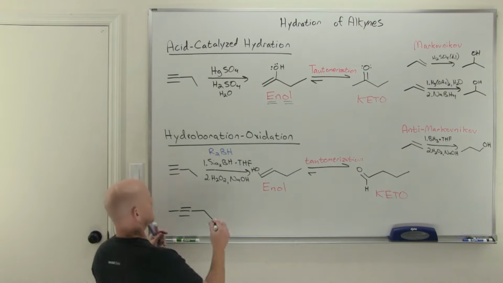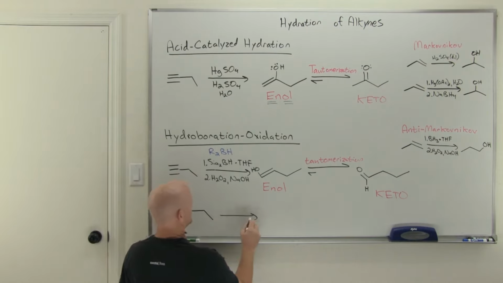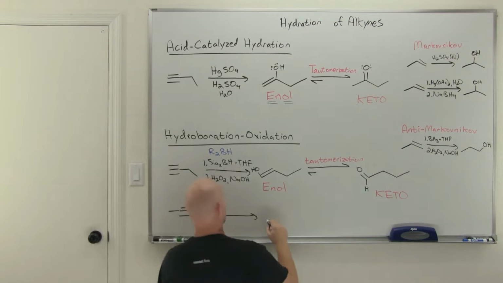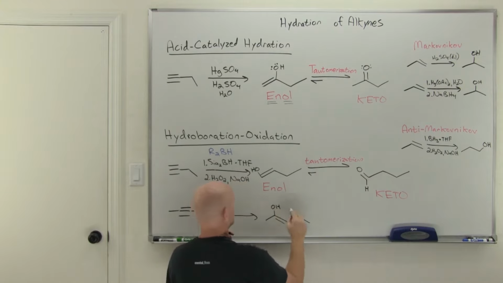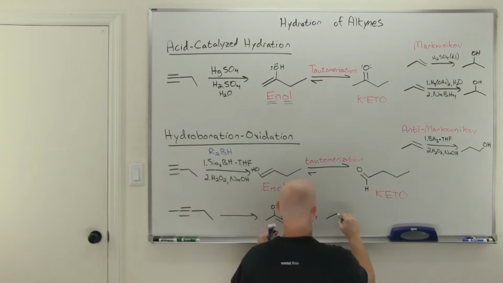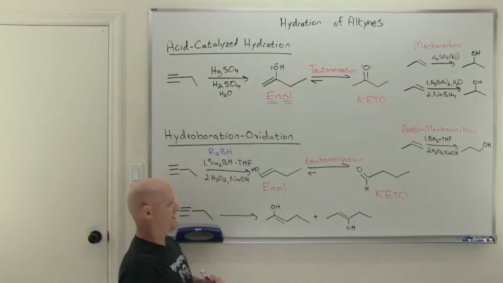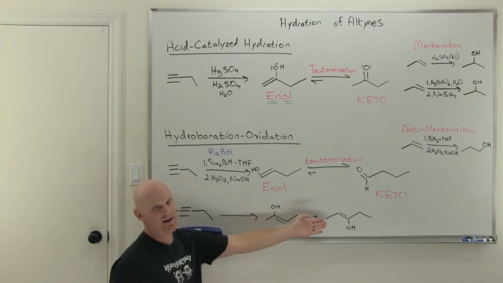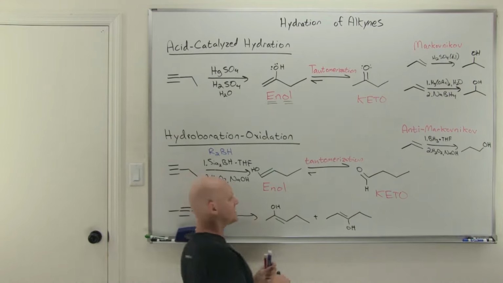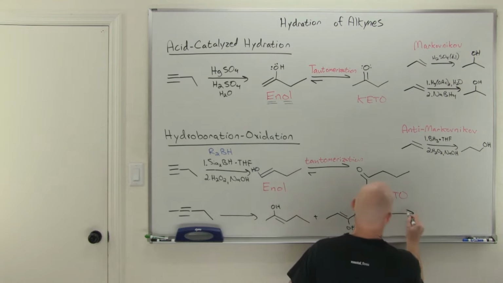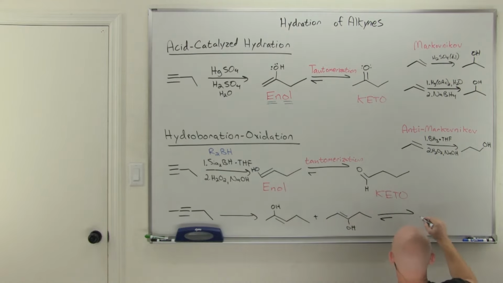But what you're going to find here, regardless of which of these reactions you do, you can get an enol here, or you can get the enol here. You can add the H or OH either direction. Since each side of the alkyne is equally substituted, then you can do it either way. And so with two different enols, once those tautomerize, you get two different ketones in this case.